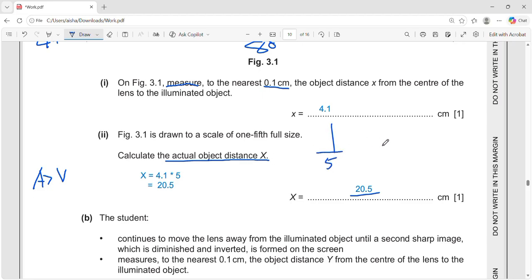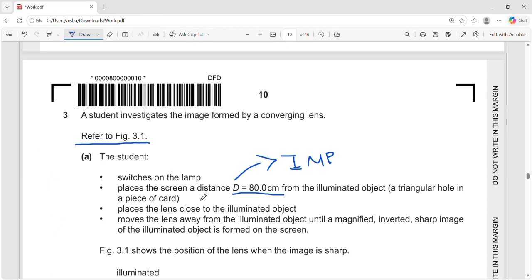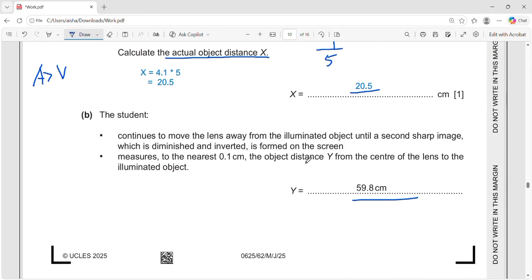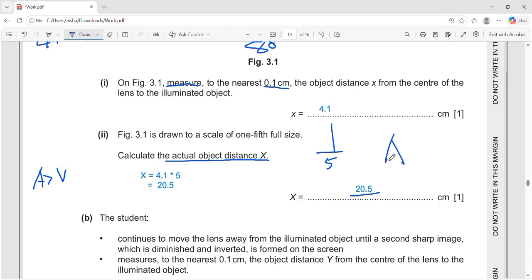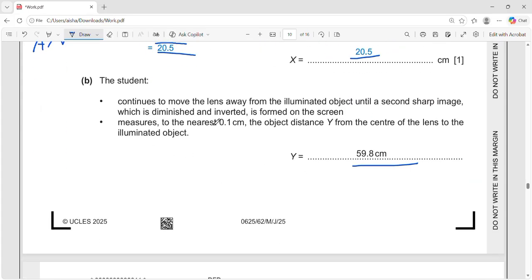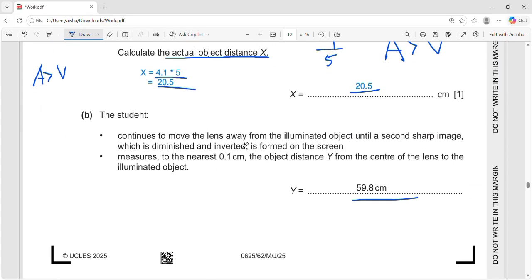Okay, 1/5. We know that the actual object is always greater than the virtual, which you put over here. It always has to be greater. So actual is always greater than the virtual, meaning the actual has to be 5 times greater. So 4.1 times 5 gives you 20.5. That's your actual answer.